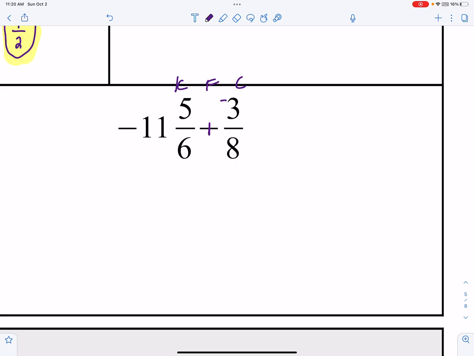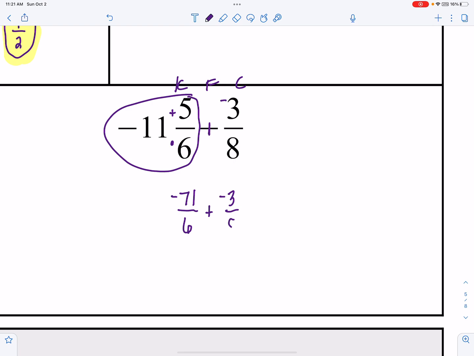So first thing I'm going to do is turn this into an improper fraction so I can work with it that way first. So let's go ahead and multiply by the whole and then add the numerator. And so I get 6 times 11 is 66 plus the 5 is 71. This is all negative, so I have negative 71/6 plus a negative 3/8. And you can see visually how much easier that is to look at, okay?